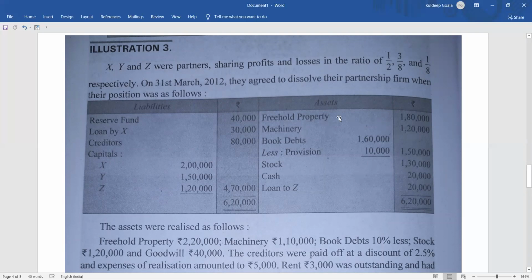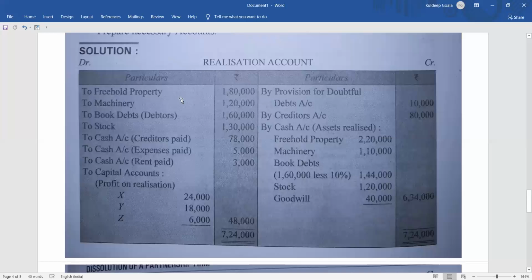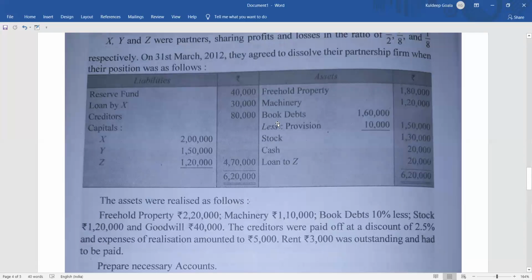Realization account debit to freehold property, we are going to close it by crediting machinery, book debt 1,60,000, stock 1,30,000. So it will come on the realization debit side: to freehold premises 1,80,000, to machinery 1,20,000, to book debt, that is debtors, 1,60,000, to stock 1,30,000. Cash and loan to Z will not be transferred here, so you have to ignore that, along with the provision. The provision will be transferred on the other side. Now the liabilities we are going to transfer, obviously not reserve, not loan. Then what we have is only creditors of 80,000 along with the provision.